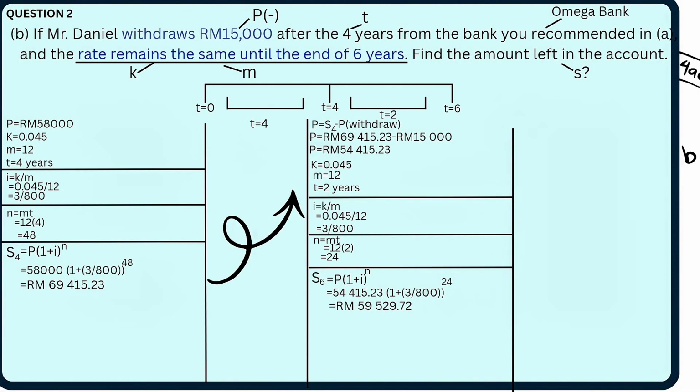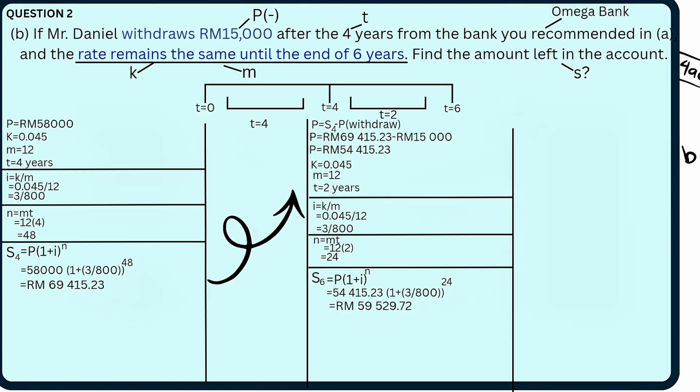Next, for question B, Mr. Daniel withdraw 15,000 ringgit after 4 years from Omega Bank in A. So the K and M is the same until the end of 6 years, which means we need to find the compound amount. Alright, so for the first P is 58,000 ringgit, K and M is the same, and T is 4 years. So we need insert into the formula to find periodic investment rate, number of invest periods, and compound amount. And now we get the compound amount for 4 years is 69,415 ringgit 23 cent.